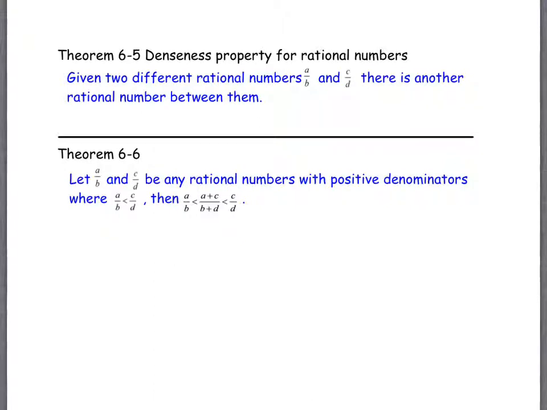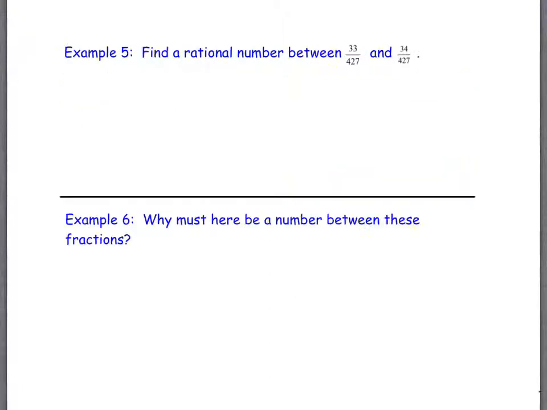What this is telling you is that if you have two fractions, one smaller than the other one, if you add the numerators of the fractions together and you add the denominators of the fractions together, the resulting fraction will be between the two fractions you started with. That's really handy because it's a very simple thing to do because all it involves is addition. No calculator even needed. So if you're taking a look at this particular one, I have 33 over 427 and 34 over 427.